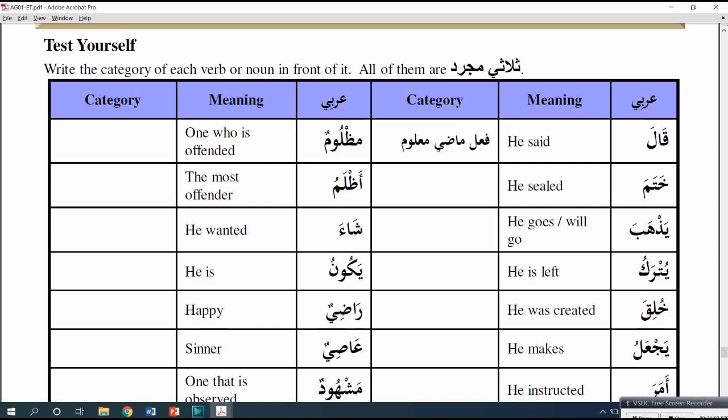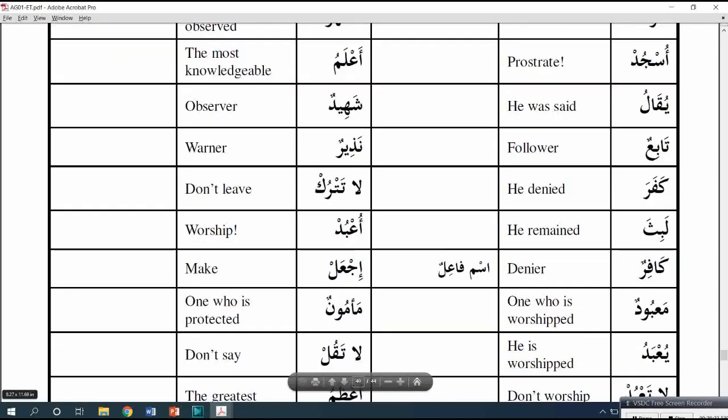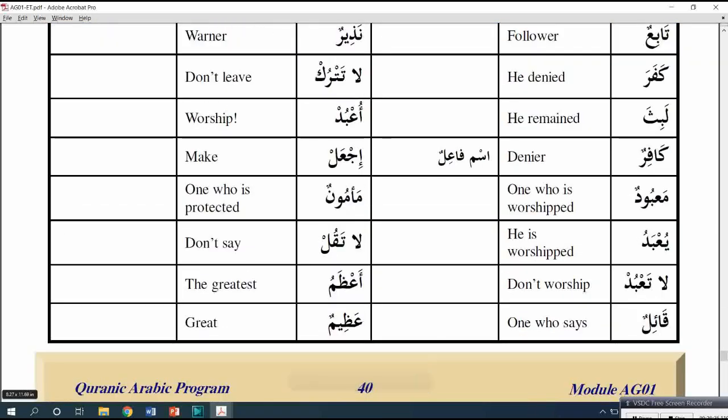Similarly, khatama, he sealed. Khatama. So let me know what type of verb it is. Khuliqa, he was created. So now let me know what the type of verb is. A lot of examples are there. So this is kafirun. This is a noun, denier, ism fa'il, the person who is taking action. So you have to identify what type of noun or verb it is.